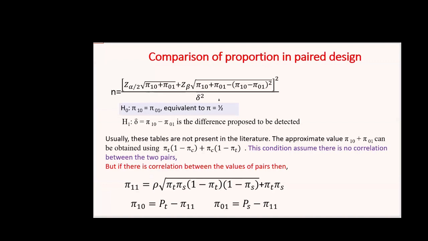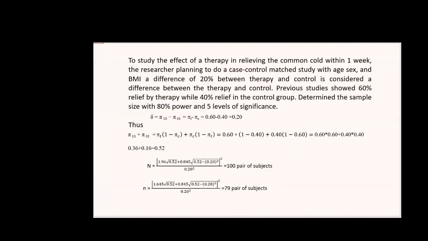So this is the formula, and we can estimate using a calculator. I think it is difficult, so I explain this using one example, on relieving the common cold. In common cold, a difference of 20%. If the therapy improves the patient pairs by 20% between the therapy and control, it is considered a significant difference. So if the difference is 20%, then we say that the therapy is better than the control. The previous study showed 60% relief by the therapy and 40% relief in the control.